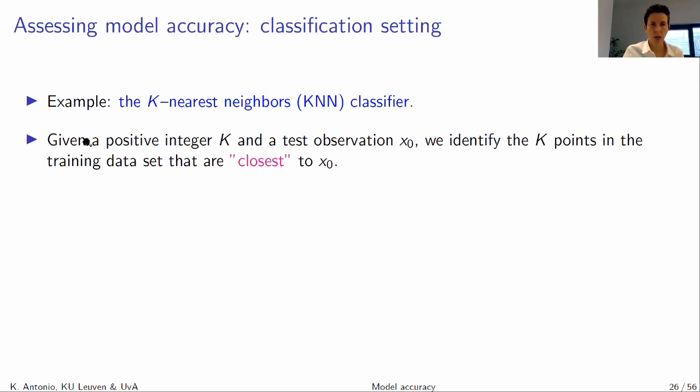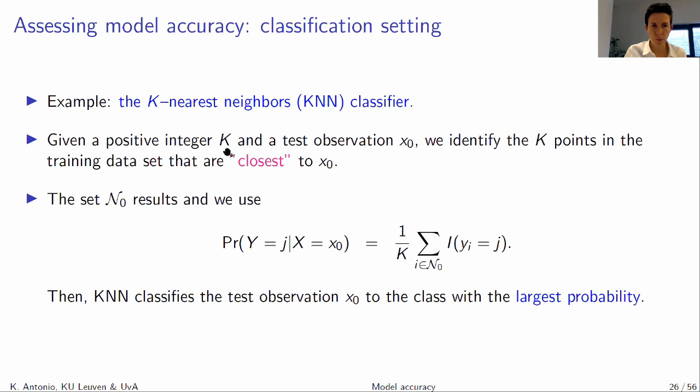So what is the idea? We pick a positive integer k. We're going to pick a test observation x naught, say, and we're going to identify the k points in the training data that are closest to x naught. And of course, for this closest, you have to pick a distance measure to express this. You can use Euclidean distance or some other kind of distance measure. So here is the idea. If you pick, first of all, the k points that are closest to x naught, then you get a set with n naught observations.